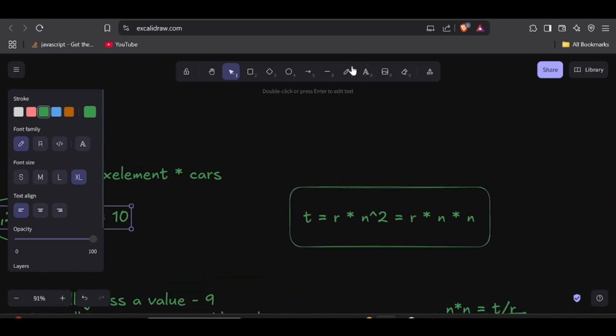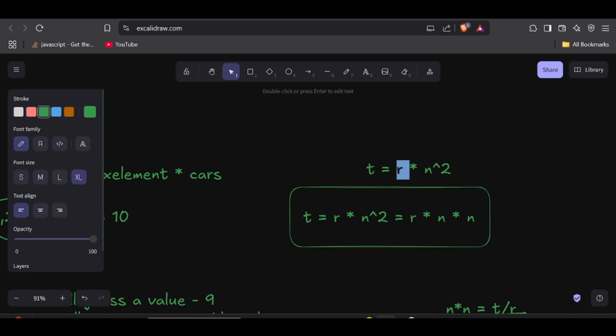This formula is saying that the time taken is equal to r into n square. This time is directly proportional to two things. First one is the value of r, and second thing is the n square. It is the number of cars. It means the more cars there are, the more time it will take.